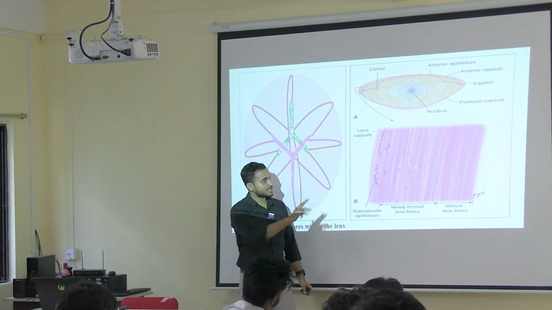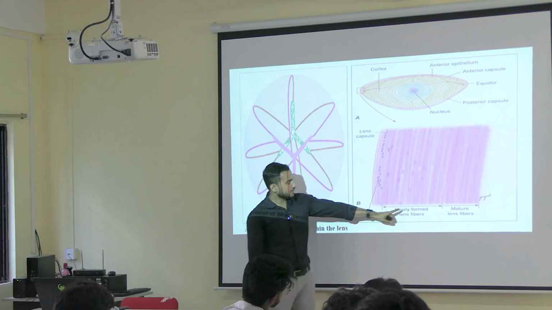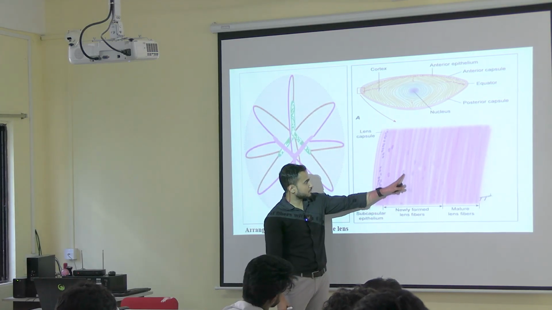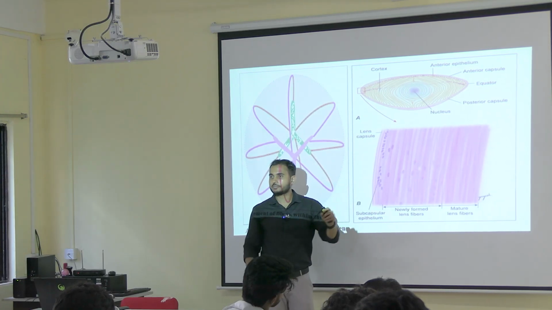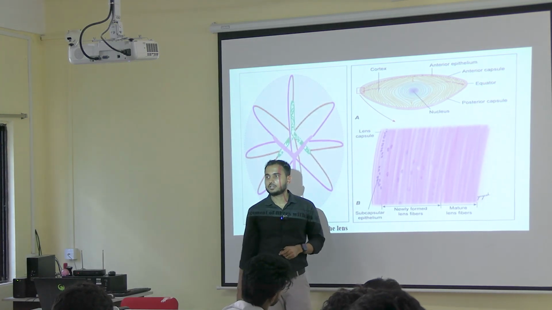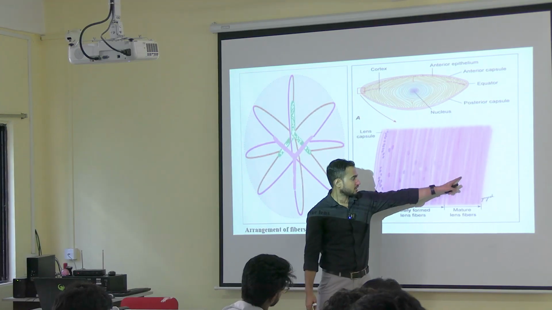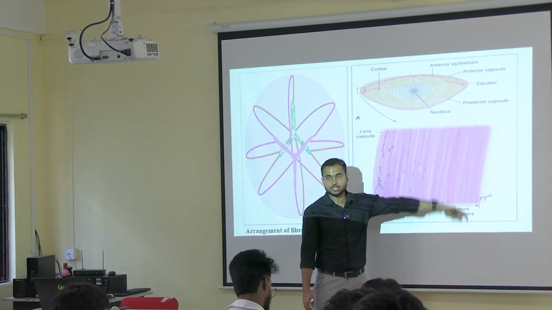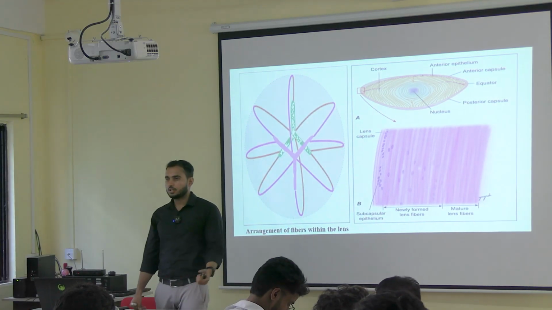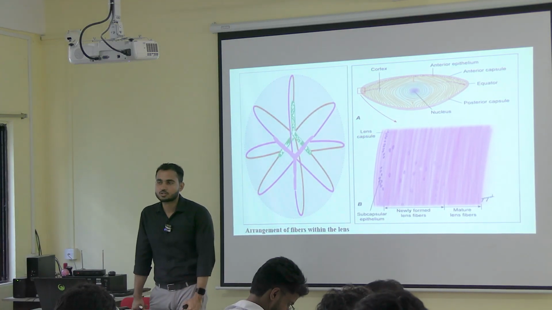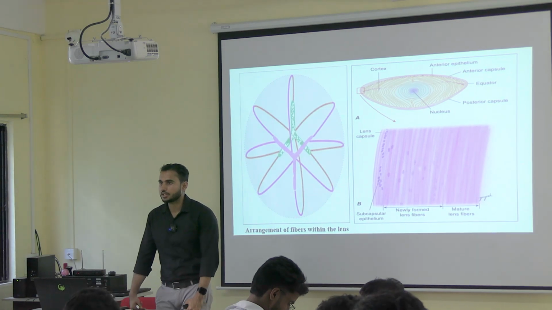Now lens fibers are also of two types. Immature lens fibers, where you can see the nucleus is present. And the old fibers, which are present at the center, have no nucleus, as you can see over here. Mature lens fibers, where the nucleus is absent. Only these three features you can see. You have to see these for the histology of the lens, the crystalline lens.